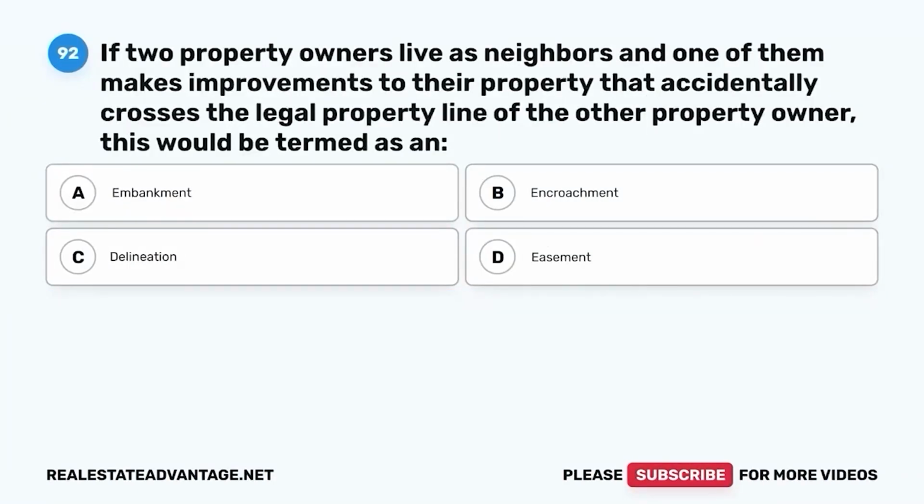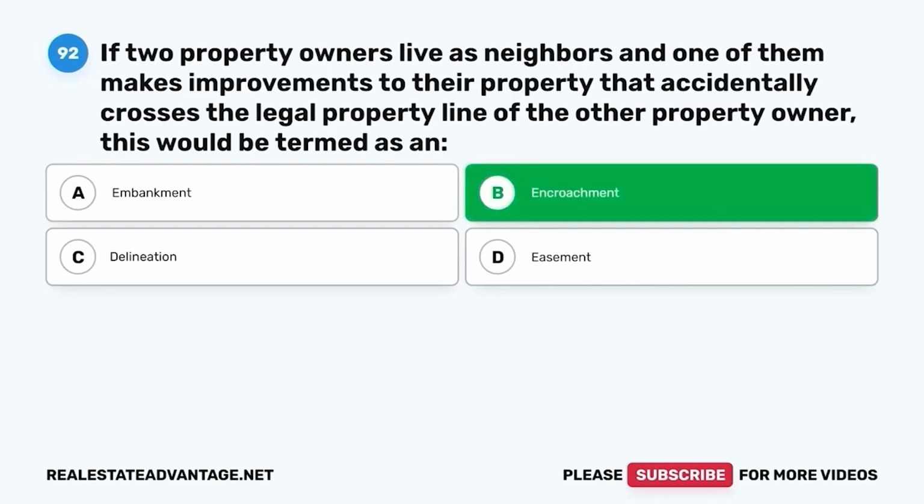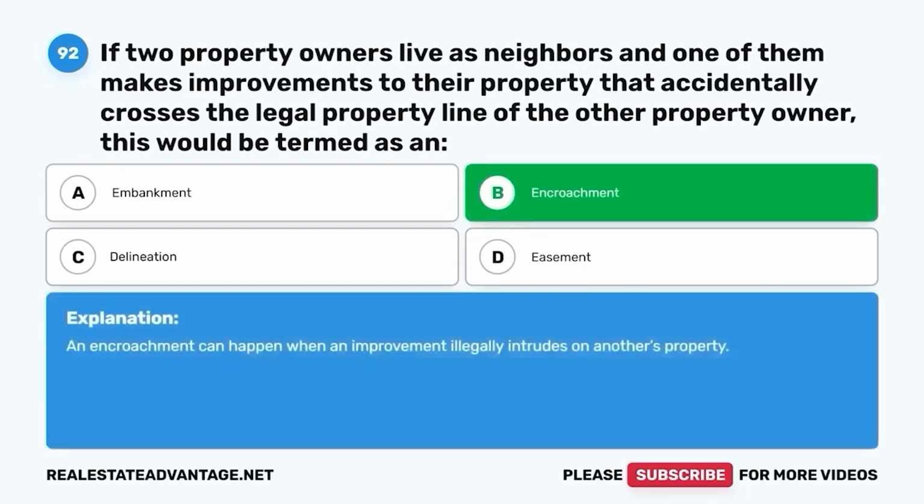Question 92. If 2 property owners live as neighbors, and one of them makes improvements to their property that accidentally crosses the legal property line of the other property owner, this would be termed as an A. Embankment. B. Encroachment. C. Delineation. D. Easement. The correct answer is B. Encroachment. An encroachment can happen when an improvement illegally intrudes on another's property.